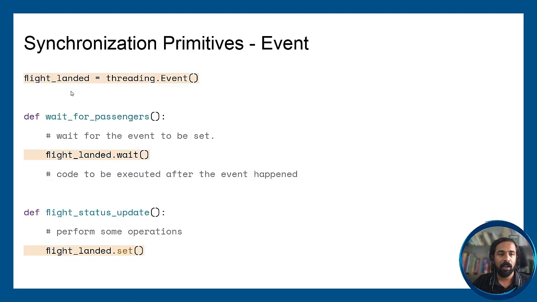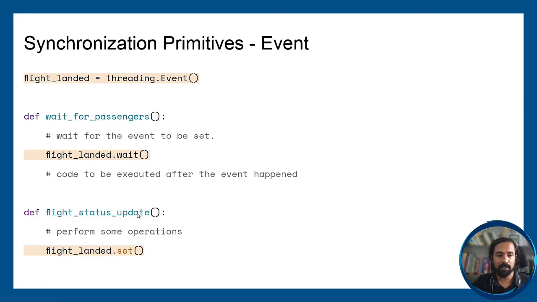Here we have a flight landed event, which is created as an instance of the threading.Event class. Then we have two functions. The first one is wait for passengers. We are calling the wait method on this event, flight landed event, here. At this point, our thread pauses its execution, or it gets blocked, waiting for the event to be set.